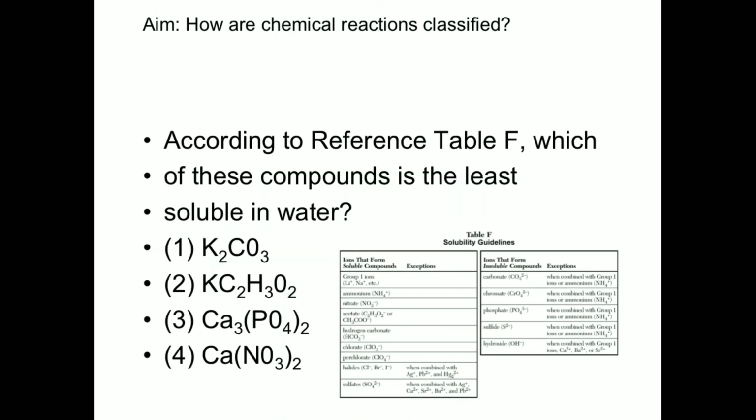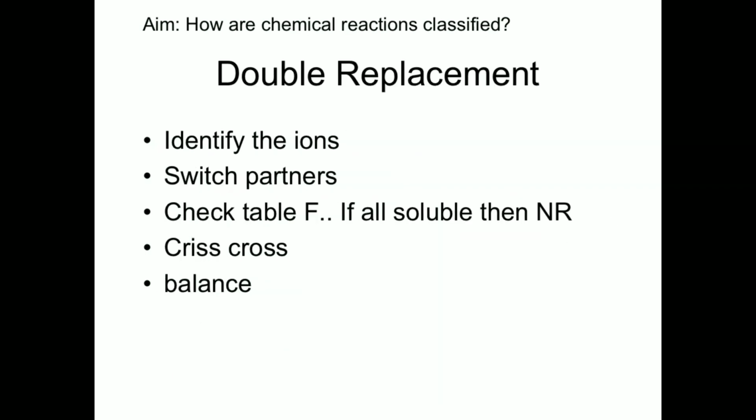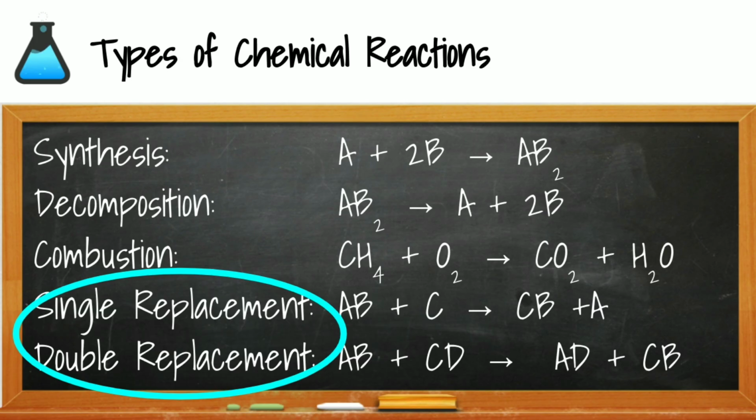Now it is your turn to try and use reference table F and find which of these compounds are soluble in water. Remember, when something is soluble, it will have an aqueous symbol. And when something is insoluble, it will have a solid symbol. As a recap, when predicting the products of a double replacement reaction, you should identify the ions, switch partners, check table F. If all of the products are soluble or aqueous, then there will be no reaction. Crisscross and balance.